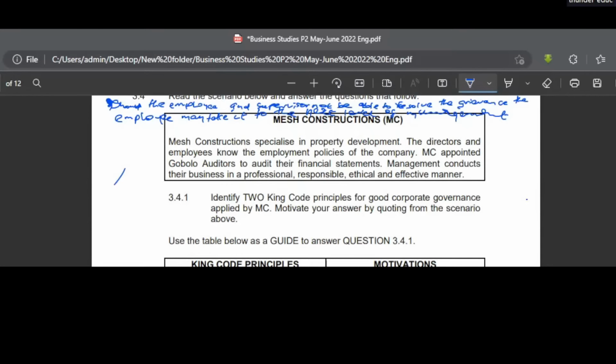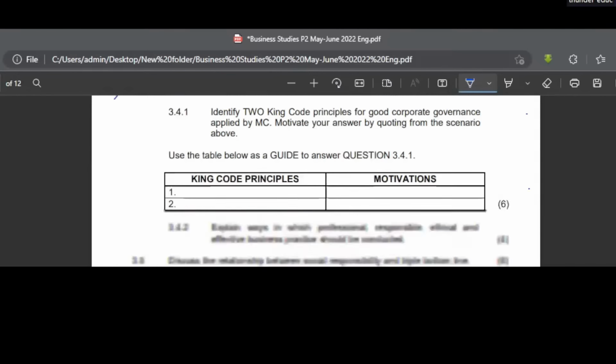Also, we have what we call accountability as one of the King Code principles. And where do we see accountability? We see accountability where MC appointed Khobolo auditors to audit their financial statements. So now in this regard, we are going to say that we have transparency, and then also we said we have accountability.